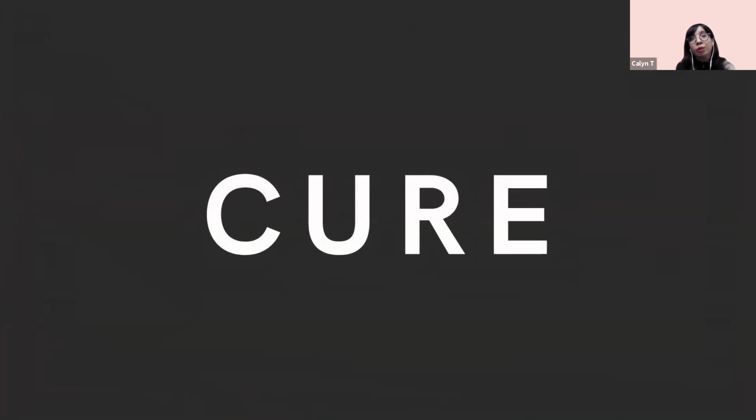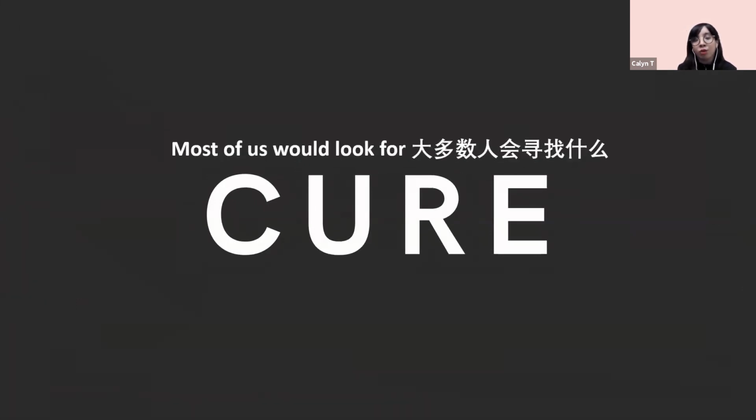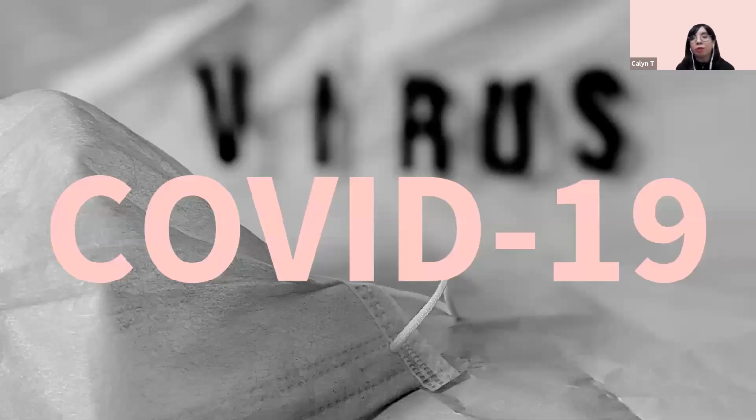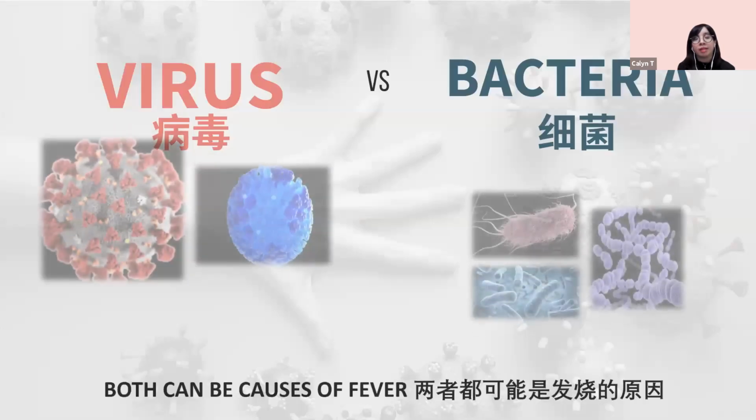When we come to a disease, a lot of us will look for a cure, right? It is what most of us look for. But when we look at COVID-19, we know that currently there's no cure. We do not really have the medication to cure it yet. Yes, we can control it, but we do not have a cure. So how then do we overcome this?